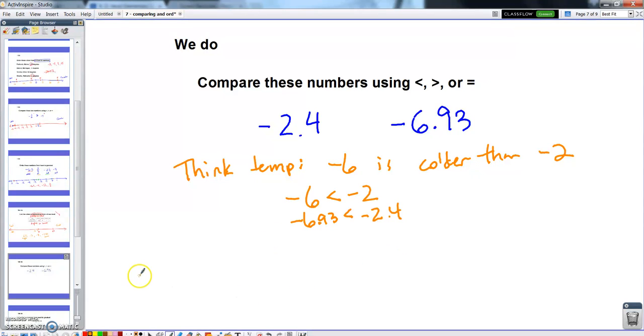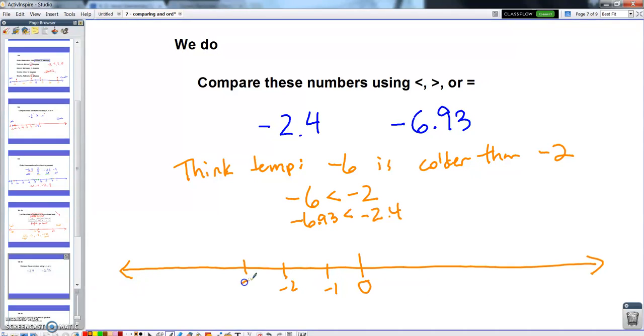If that doesn't help make it obvious to you, a number line should. Negative 1, negative 2, negative 3, negative 4, negative 5, negative 6, and negative 7. So this one, negative 6 and 93 hundredths, that's almost negative 7. Negative 1, 2, 3, 4, 5, 6, almost 7. That's here. And then negative 2 and 4 tenths, that's a little more, that's about negative 2 and a half. So it's about right there. Obviously, this is less, and this is greater.